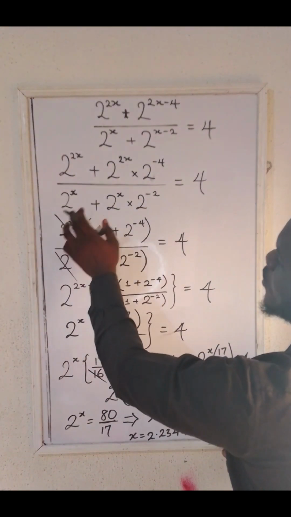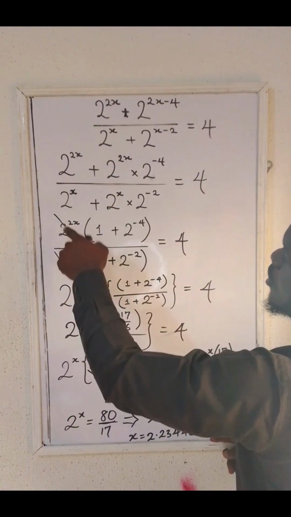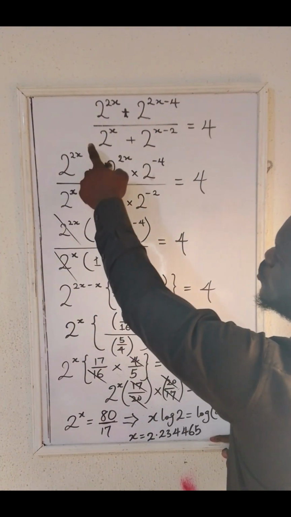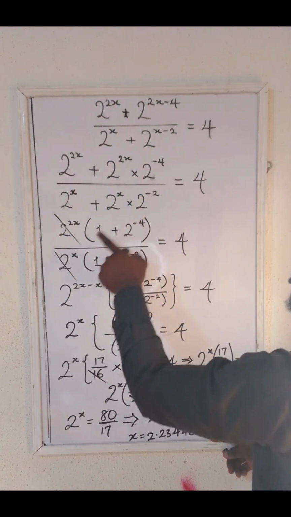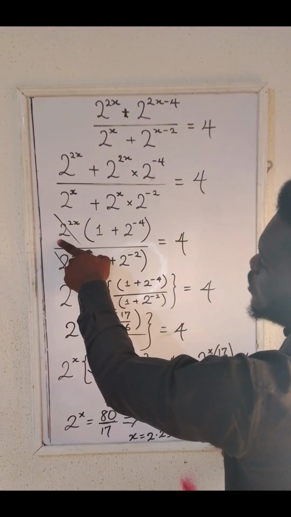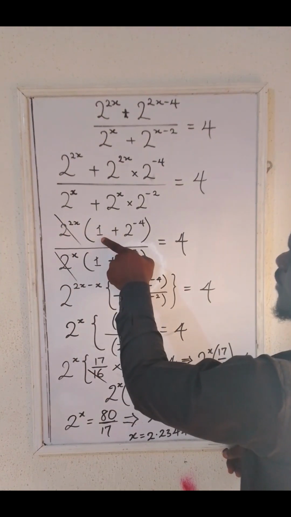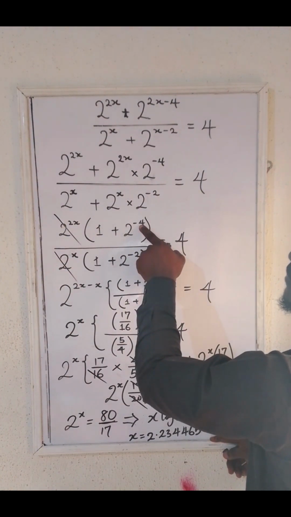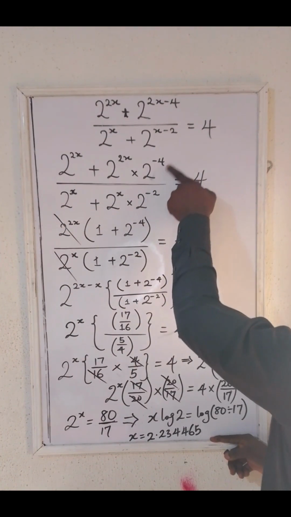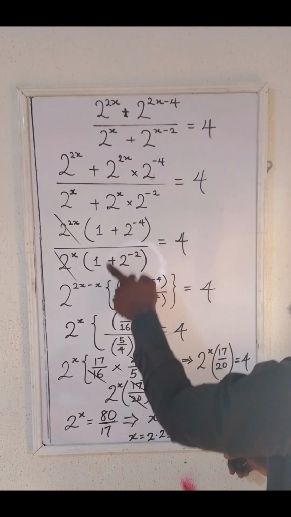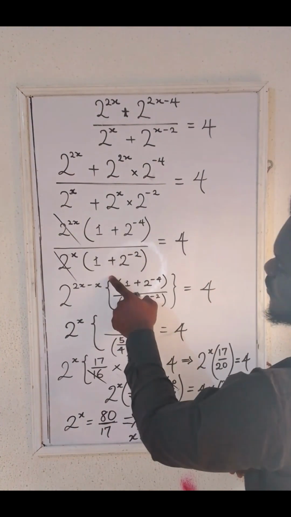What I did here was that I simply factorized 2 to the 2x, because you can see in the numerator we have 2 to the 2x here and we have 2 to the 2x here. So we factorize 2 to the 2x, which is 2 raised to the power of 2x. So when you bring it out, you are left with 1 plus 2 to the negative 4. That's what we are having there. The same applies to the denominator, and we simplify that and we also got this.